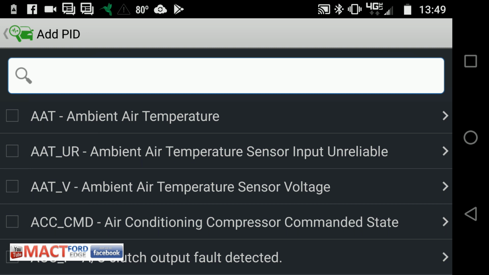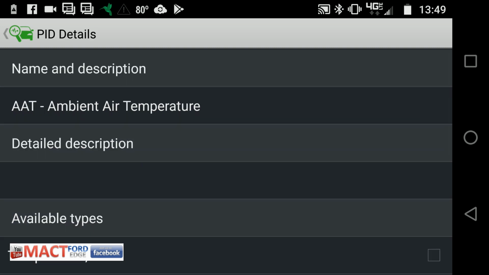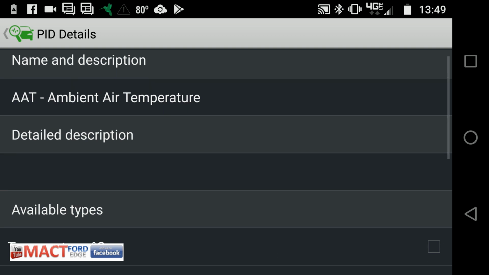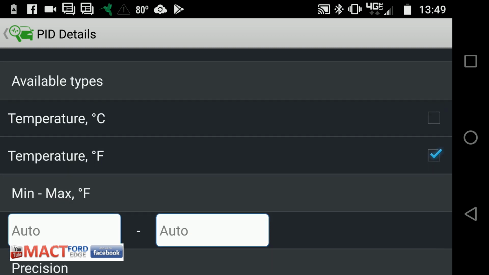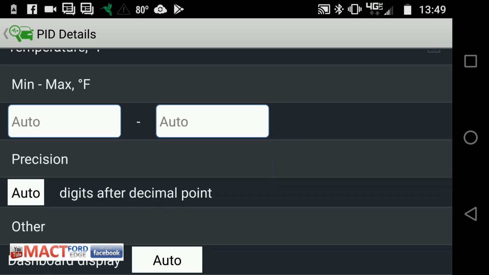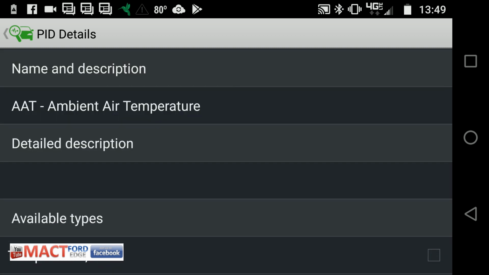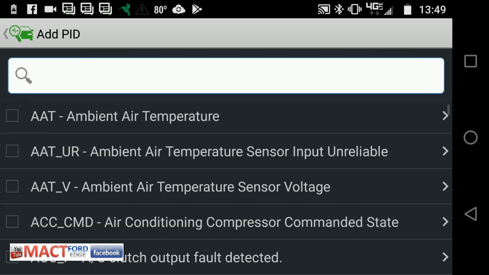Starting out first with ambient air temperature. Pretty simple. It is called AAT, ambient air temperature. No real detailed description, but it has available types, and that is temperature, in Celsius or Fahrenheit, and it's going to list the maximum and minimum. It is set at auto and everything else as far as that goes. Digits after decimal points and dashboard display. What this does is it tells you essentially what your outside air temperature is coming into your engine.